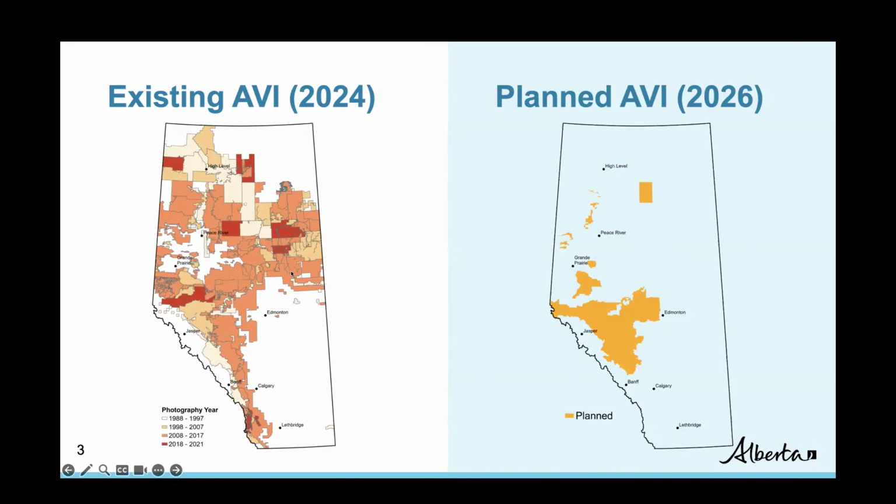We don't have a full provincial data set like Ontario does. We love it, but this is how it essentially is in Alberta. And then on the right here, I'm showing you where there's planned inventory coming in the next few years. So we are getting a nice input of new inventory as well as LiDAR.